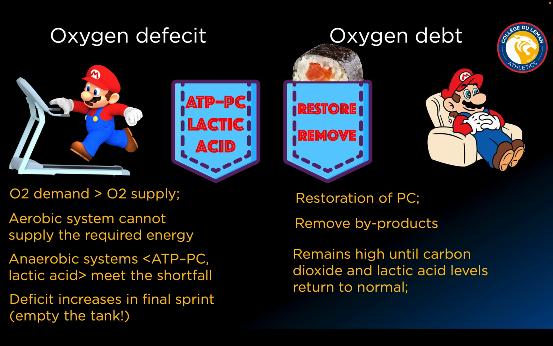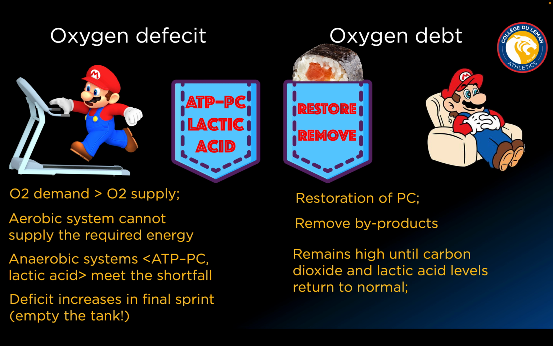And in the final sprint, the deficit is going to increase even more. That's when you're told, come on guys, empty the tank now. This is your last hurrah, let's go for it. Final straight, last 50 meters, dig, and you really finish having emptied the tank, having properly emptied your pocket, depleted. Your ATP-PC and your lactic acid system are absolutely done.